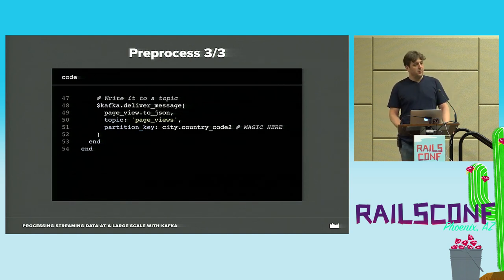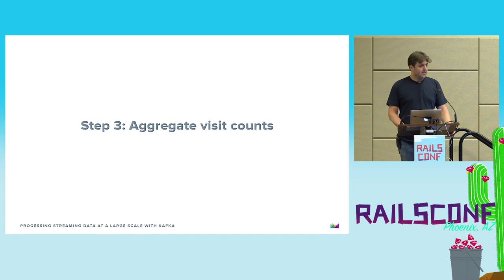So the second topic will contain these JSON objects that are nicely formatted. But on line 51, the actual magic is happening, because we're setting a partition key. This will help Kafka understand which data goes together. So everything that has the same city.country code will end up in that same partition. So we know for sure that we can aggregate it properly later on. Then we get to the final step.